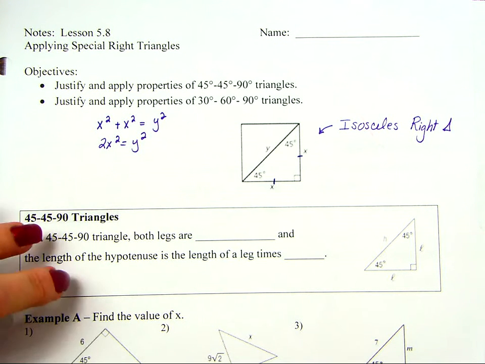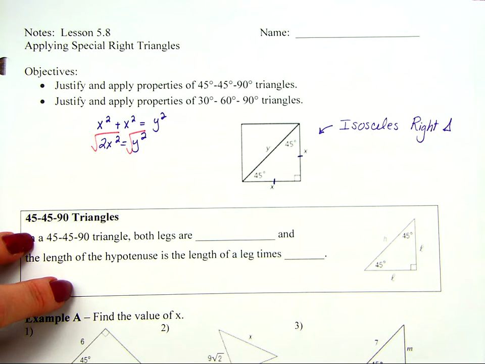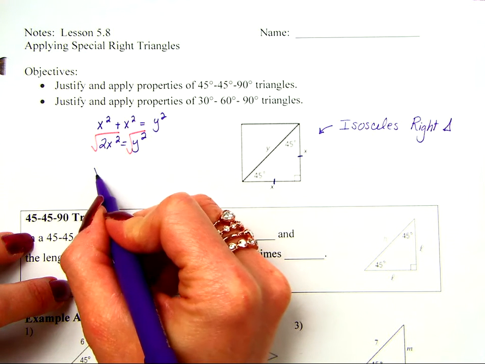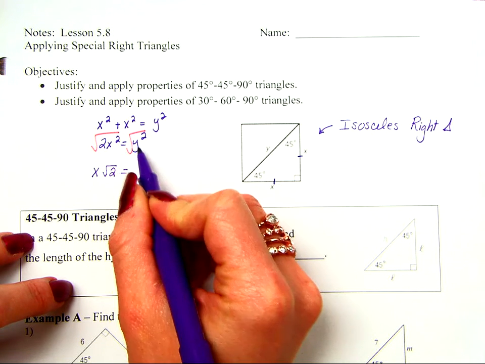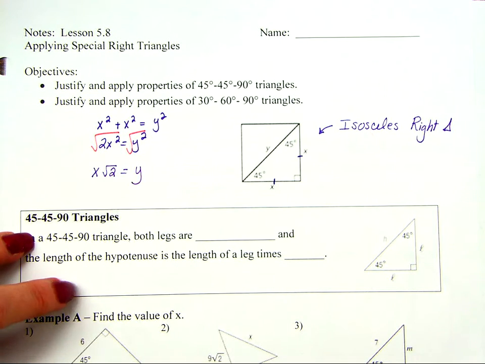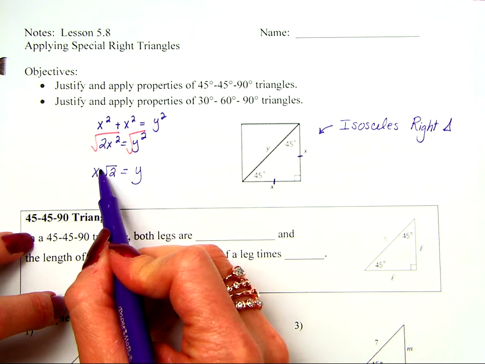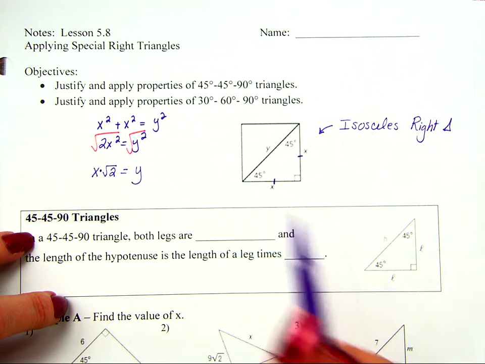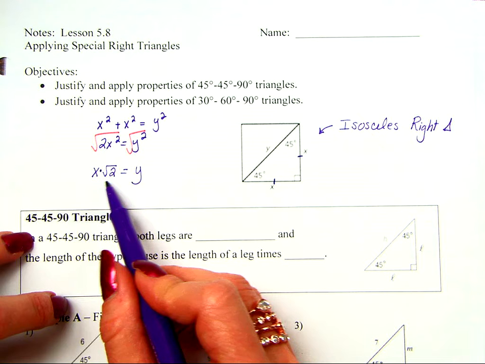And I can take it a little bit farther. What if we looked at the square root of both sides? I can take the square root of x squared, I get x, and I'm going to leave the 2 as radical 2. The square root of y squared is y. So what this tells me is that y is equal to x times the square root of 2. And that is always going to be the case in a 45, 45, 90 triangle. My hypotenuse is always going to be equal to the leg times root 2.